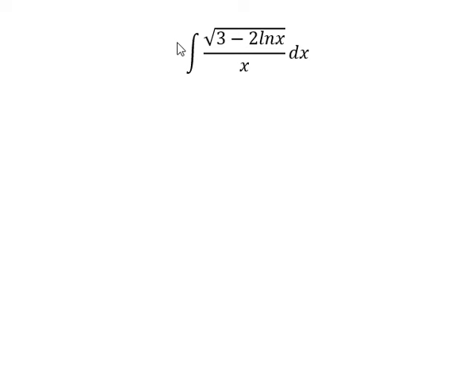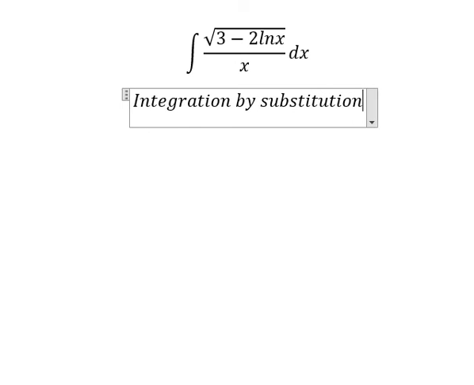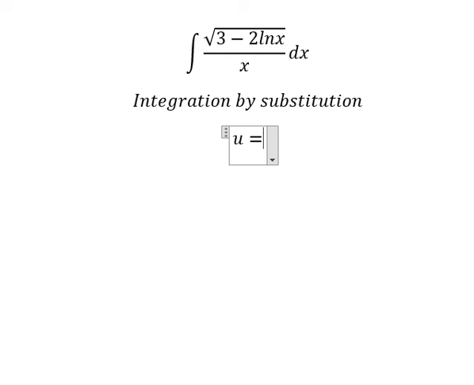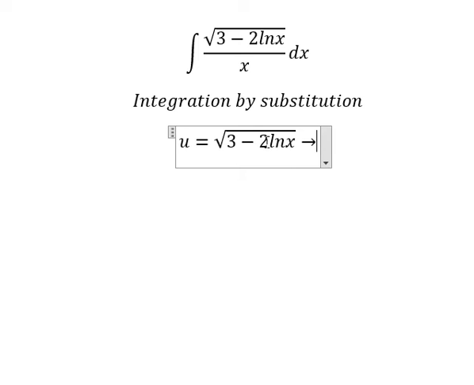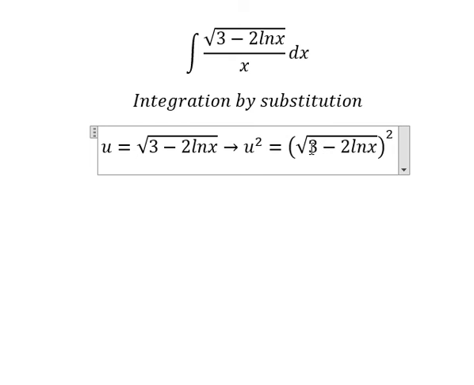The topic is integration. Now I want to show you how to answer this. We can use integration by substitution. So I will put u equals this one. Later, we square both sides to cancel the square root.